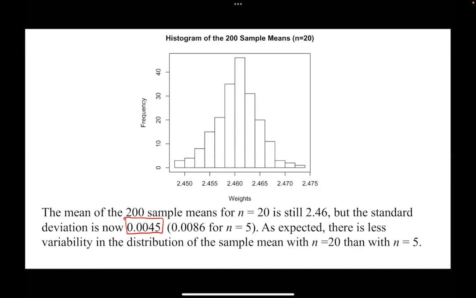We can use sampling distributions to estimate that population mean. Because as we get more and more samples and as we get bigger samples, we're going to end up closer and closer to the actual mean. And our standard deviation gets smaller, so our values are less spread out.